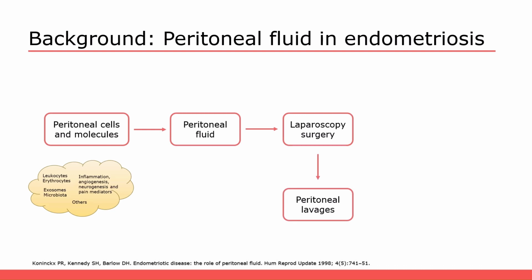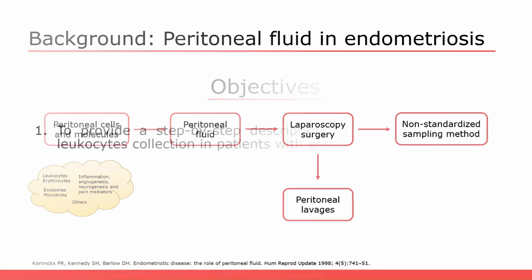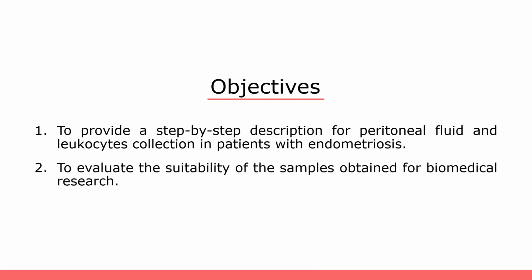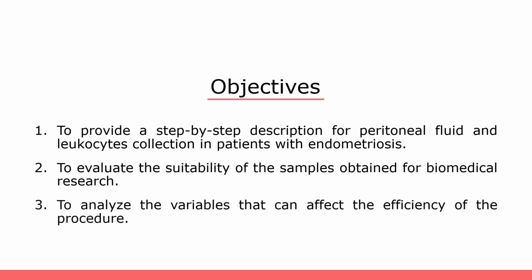Although there are many studies where these samples have been analyzed, most of them contain only a few vague and incomplete references to the method used to collect the samples. The main aim of this article is to provide a step-by-step description for peritoneal fluid and leukocyte collection in patients with endometriosis, to evaluate the suitability of the samples obtained for biomedical research, and to analyze the variables that can affect the efficiency of the procedure.